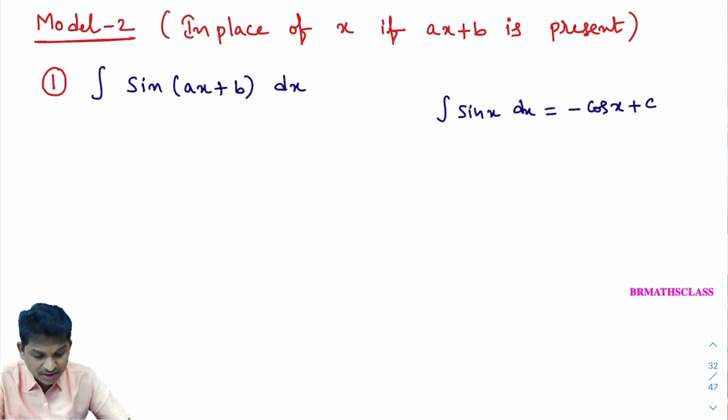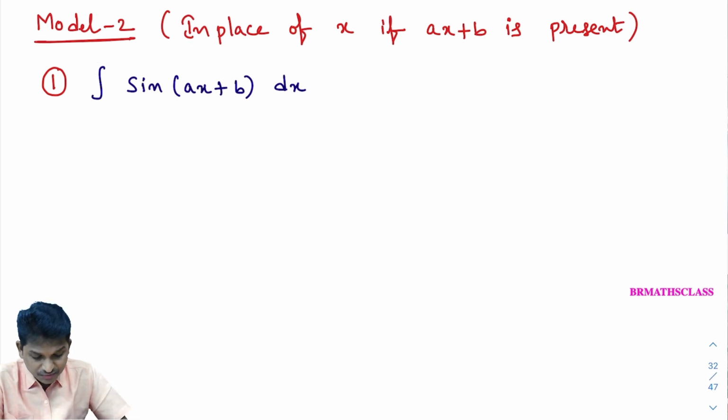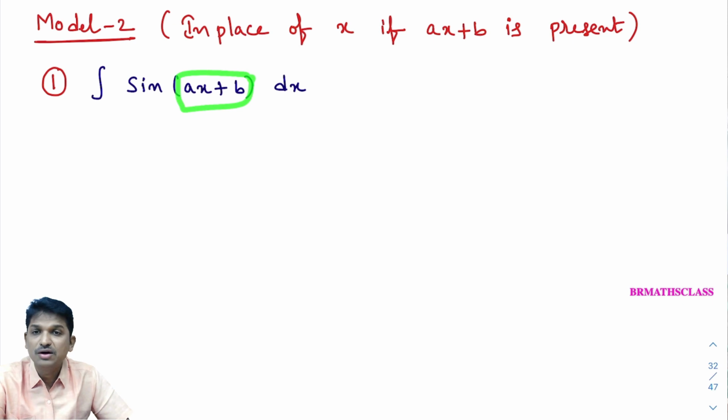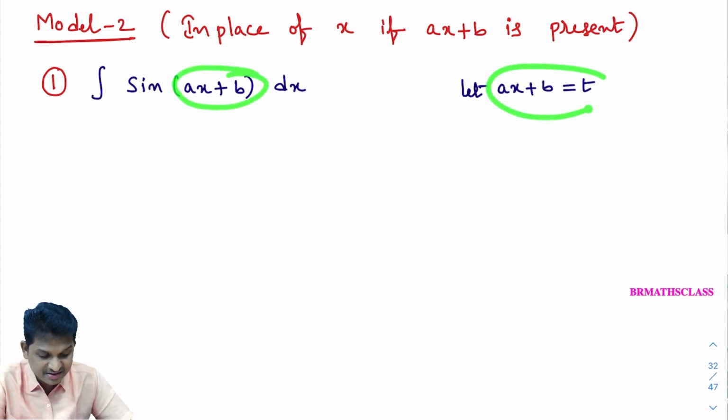First point, what I said, I'll do this problem by the substitution method. At the end, I'll explain the trick. Okay, substitution method. As we don't have a direct formula for this, I'll consider ax plus b as t. If I consider ax plus b as t, then it looks like sine t. So let ax plus b equal to t. I am doing this by the substitution method. You take this ax plus b as t.